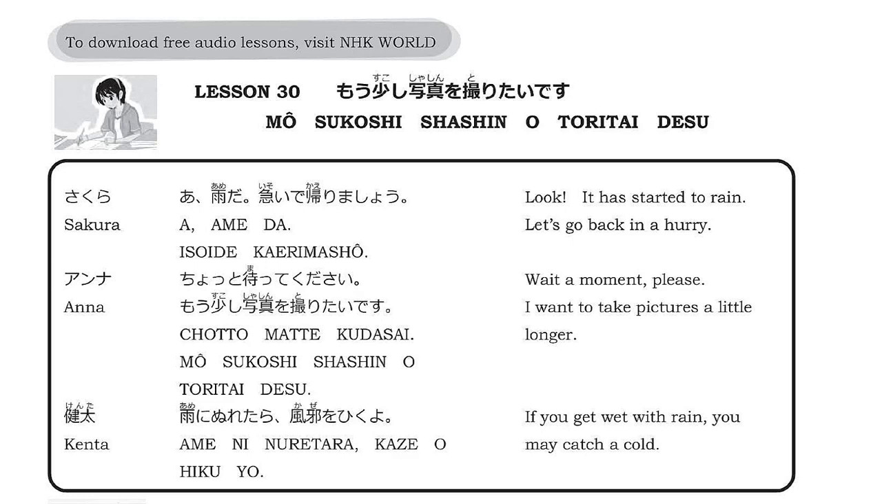Okay, let's explain the skit. Sakura said, あ、雨だ。 Look, it has started to rain. あ is an exclamation you say when you're surprised. 雨 is rain. だ is a casual form of です, a polite expression at the end of a sentence. 急いで帰りましょう means let's go back in a hurry.